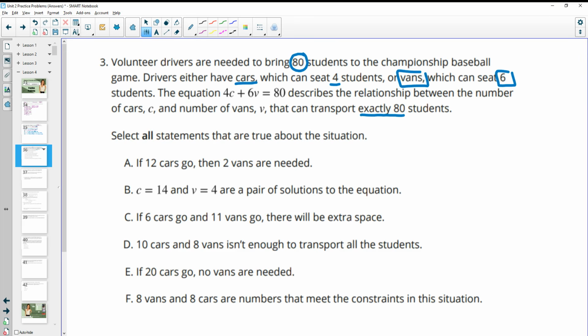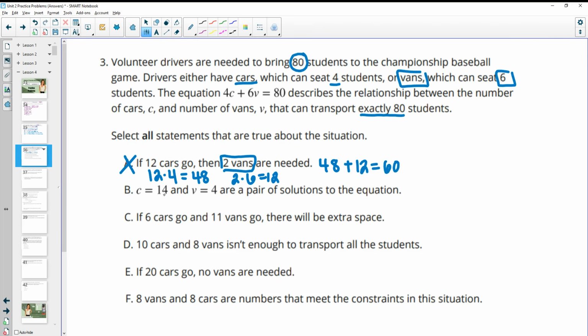So if 12 cars go, then 2 vans are needed. 12 cars would give us 4 students each, so 12 times 4 means that 48 students can be transported by those cars. Then 2 vans would mean 2 times 6 would be 12. So if we had 48 in the cars and 12 in vans, that would be able to transport 60 students, not 80. So this is false. We would need more vans than 2.